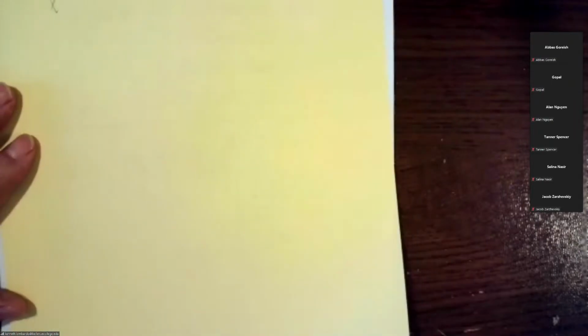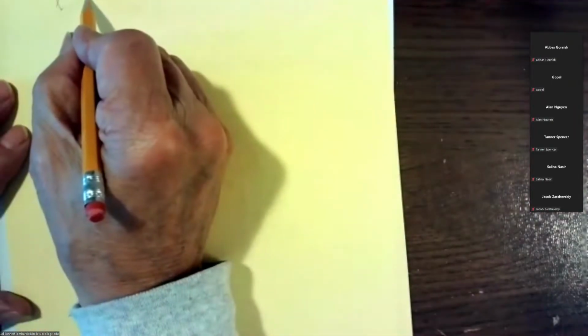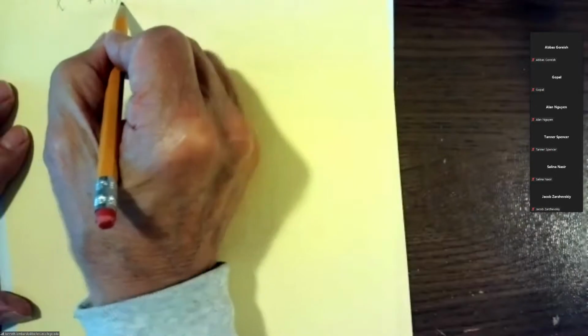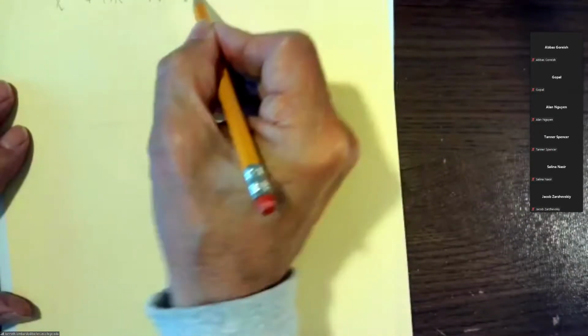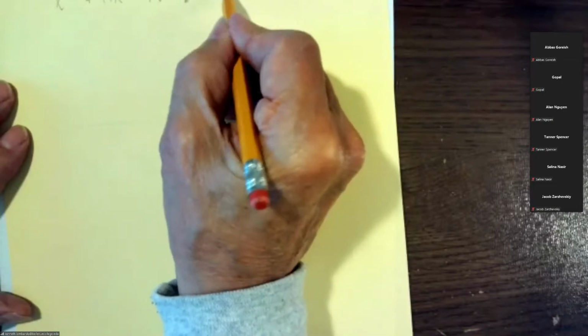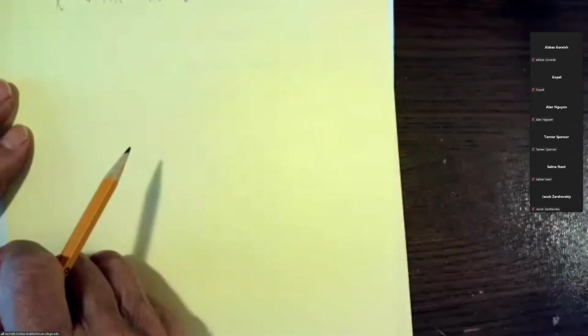Okay, so let's take x squared plus 14x plus 45. And let's say we're going to divide that by the binomial x plus 5.